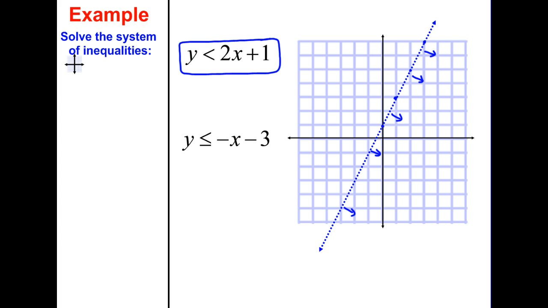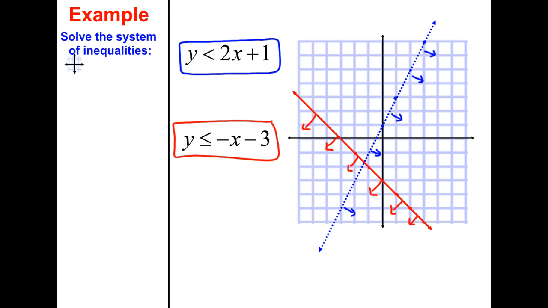All right, now I'm going to graph this second inequality: y is less than or equal to negative x minus 3. Now that less than or equal to, remember, is going to be a solid line. So there's the line of y is less than or equal to negative x minus 3. Now we have to figure out which way it's going to shade. Again, I'm going to plug in 0, 0. Is 0 less than or equal to negative 0 minus 3? Well, is 0 less than or equal to negative 3? The answer is no. Negative 3 is less than that. So we're going to have to go away from the 0, 0 point.